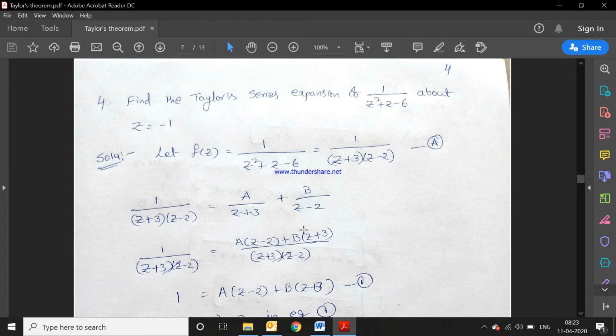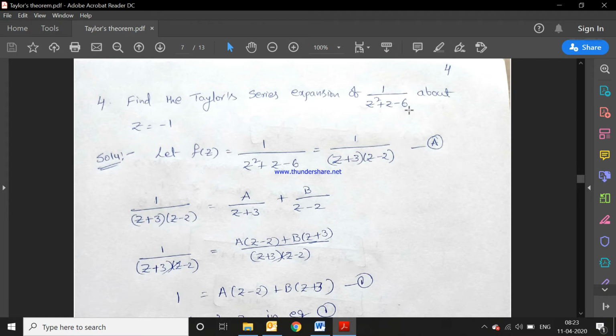Actually, in the Taylor series we find the derivatives of f of z, three or four derivatives, and substitute in the Taylor series formula. f of z is equal to f of a plus f dash of a into z minus a plus f double dash of a into z minus a whole square by 2 factorial plus so on.